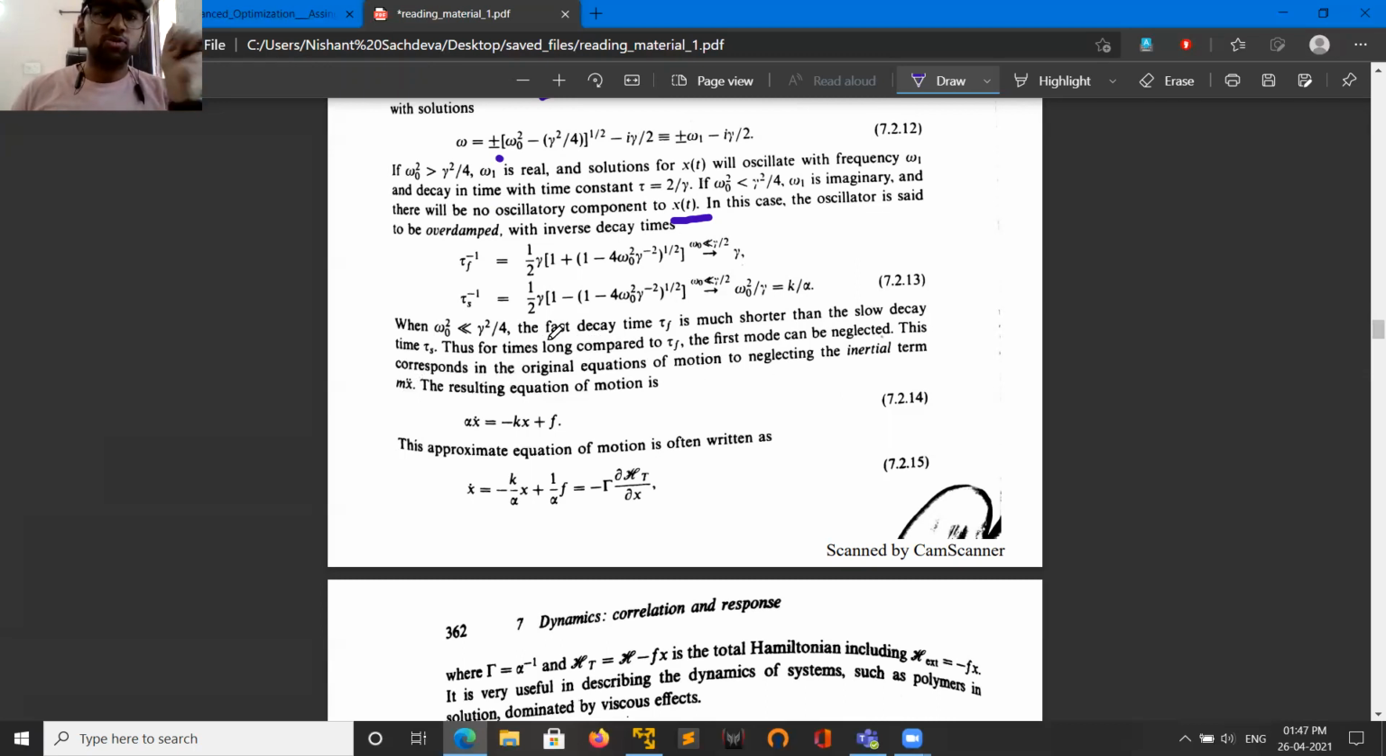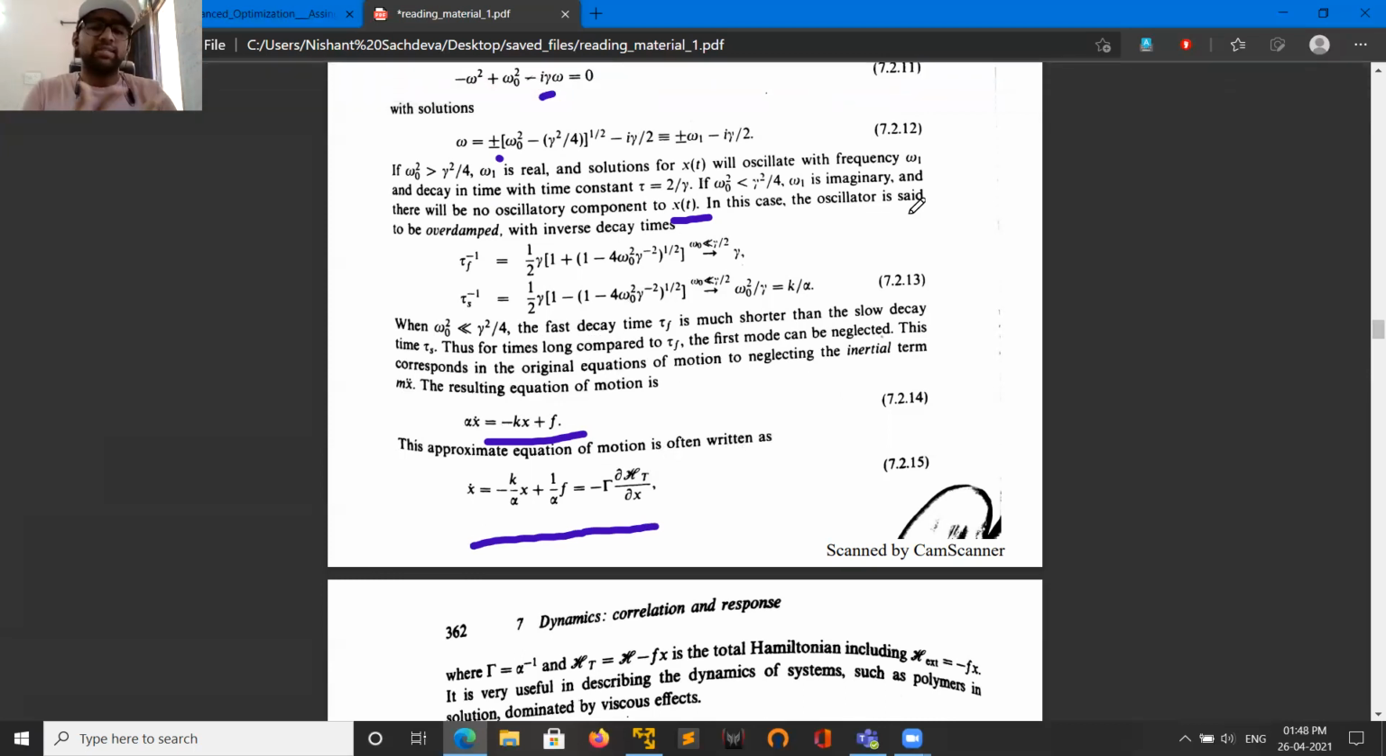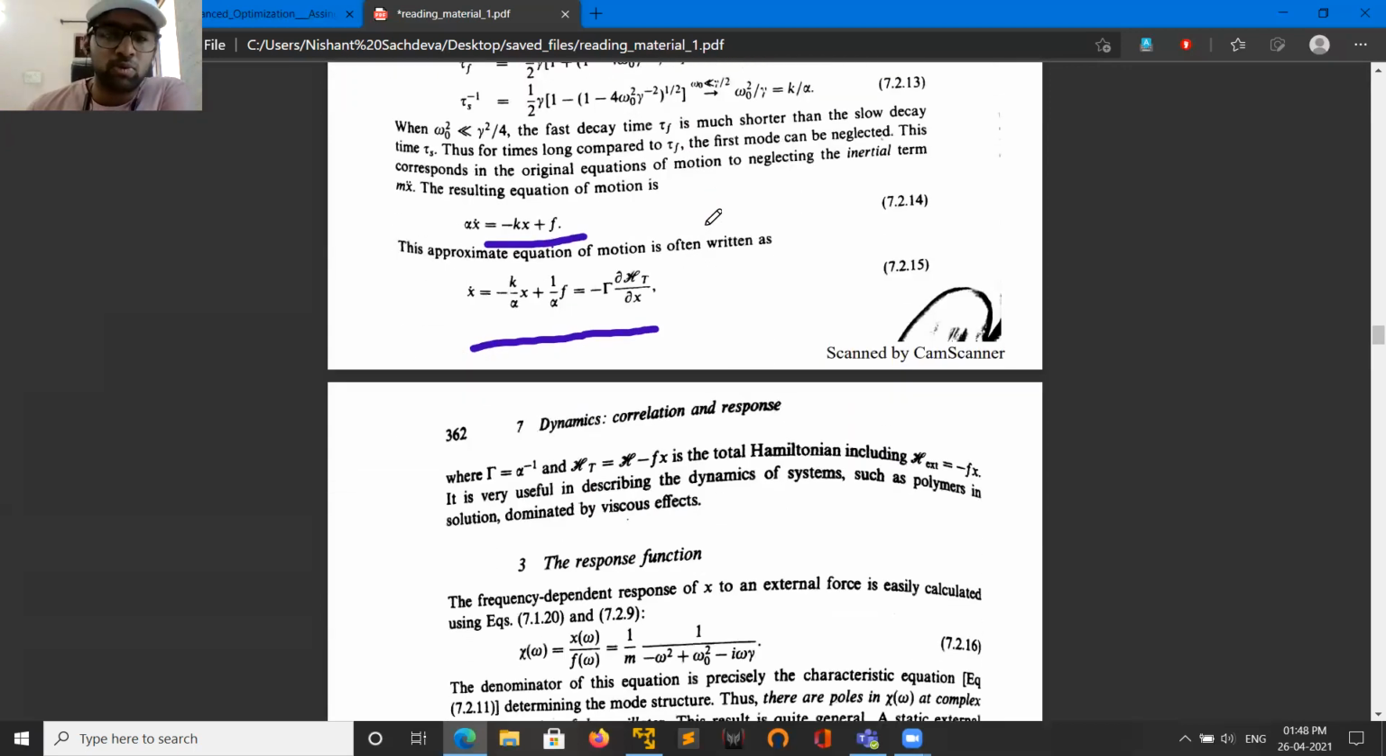Now the dots are joining. The resulting equation of motion is exactly what we had before. Thus, this appropriate equation of motion is often written as minus kappa by alpha x plus 1 by alpha f, which is minus, let's say, tau del by del x of the Hamiltonian times t. Let's just call it t.